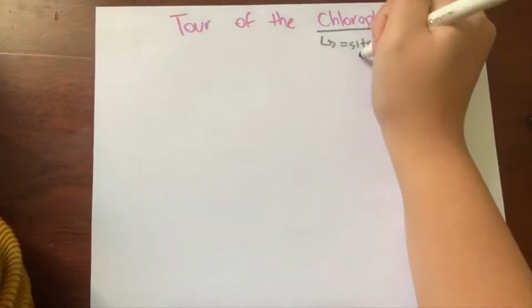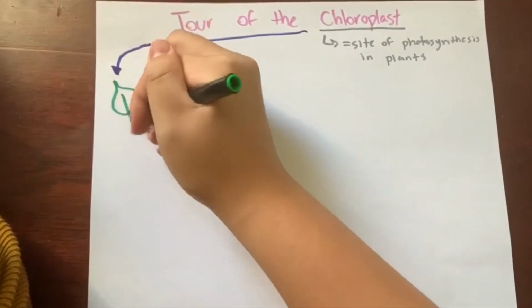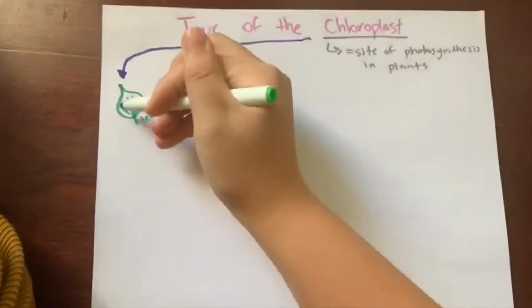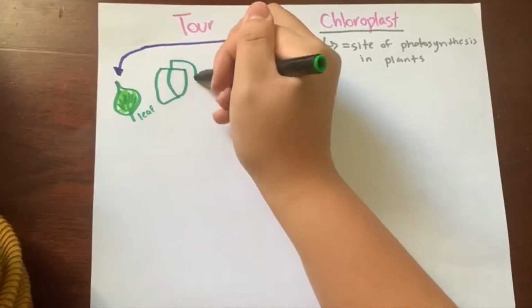But first, I would like to give you a rundown of the facility, also known as the chloroplast. The chloroplast is the site of photosynthesis of all plants. It is mainly found in mesophyll cells, which make up the tissue in the interior of a leaf.